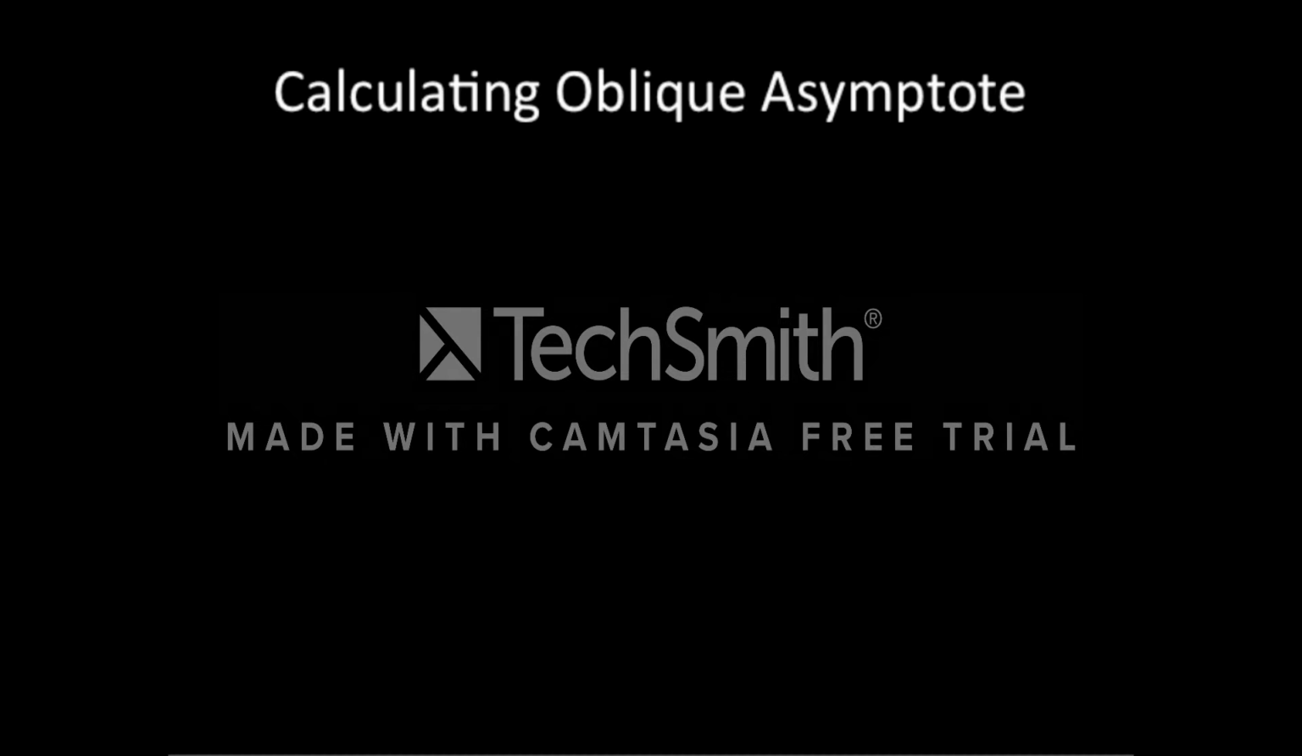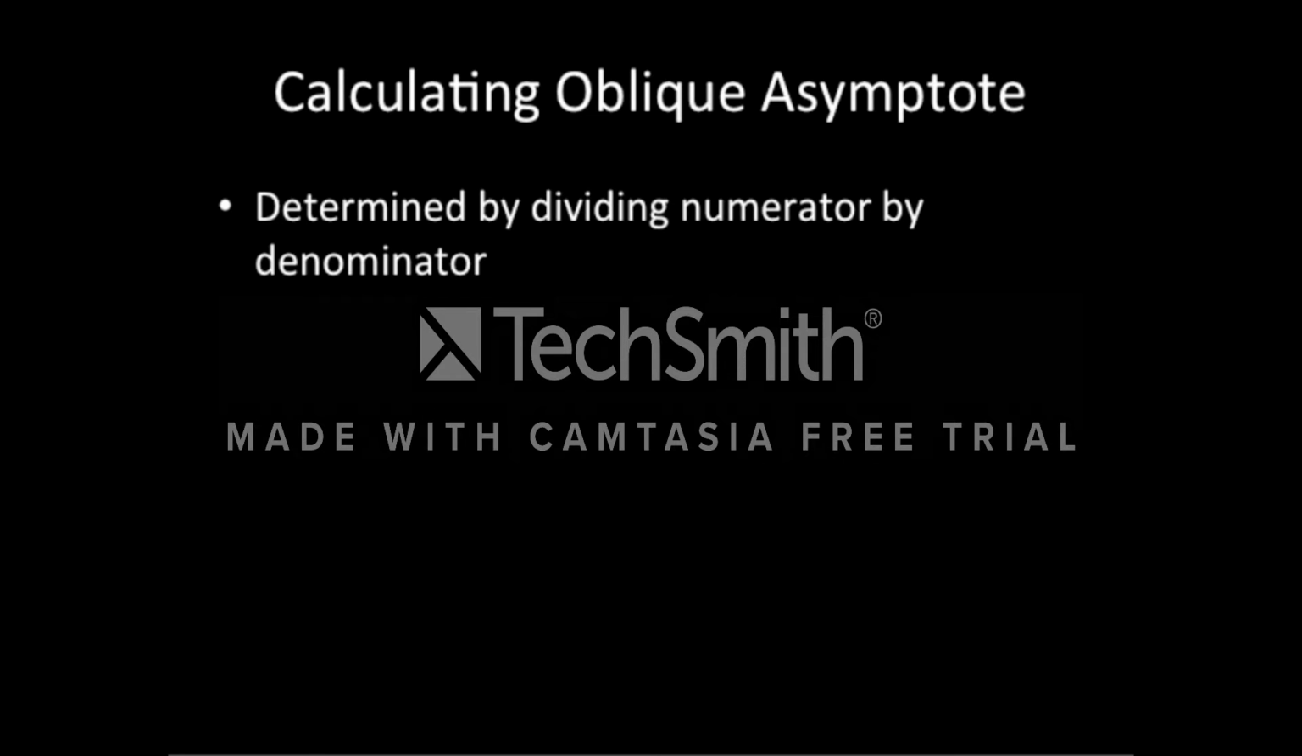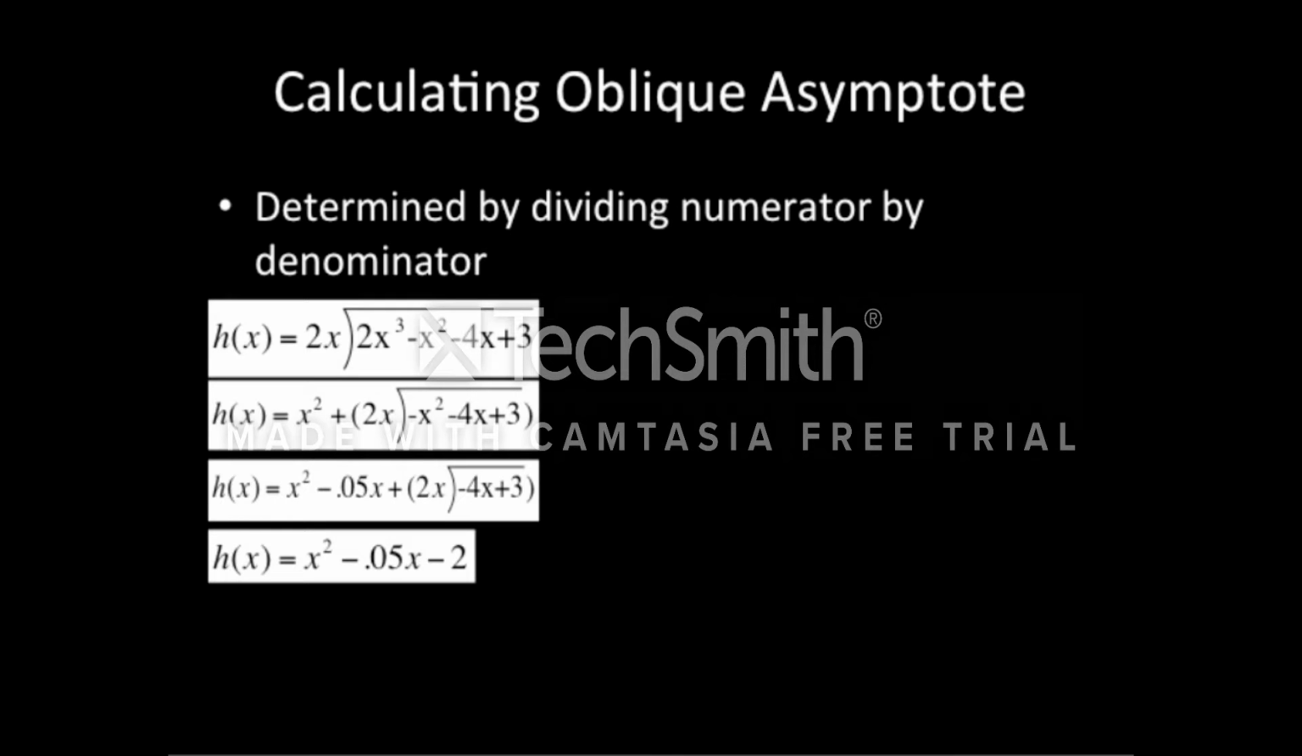The process for determining the oblique asymptote of a rational function is quite simple, while still tedious, as you only need to divide the numerator by the denominator. The math for such calculations would look like such. This means that h of x is equal to x squared minus 0.5x minus 2 would be the equation of the oblique asymptote of our function. Any remainders are simply disregarded.